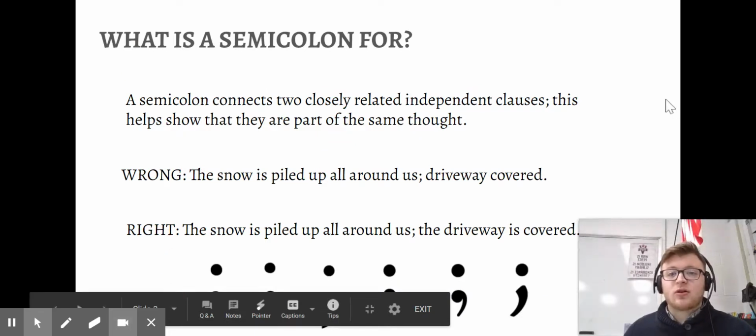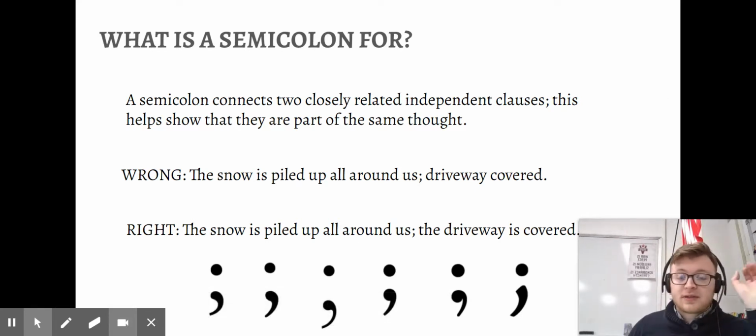Okay, what is a semicolon? Before we continue any further, we must make sure that we're on the same page about what a semicolon does and how to grammatically use it. A semicolon is something that shows a close relationship between two independent clauses. Independent clauses are their own grammatically complete sentences.